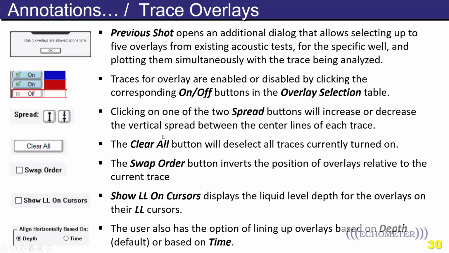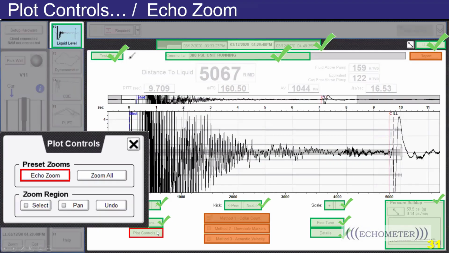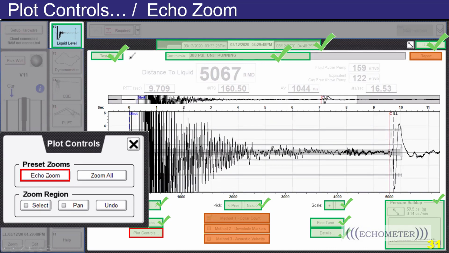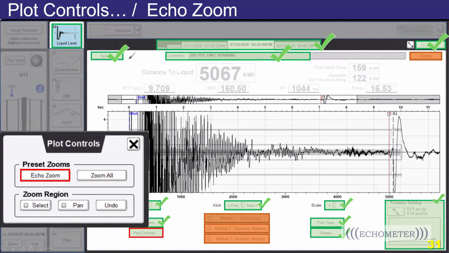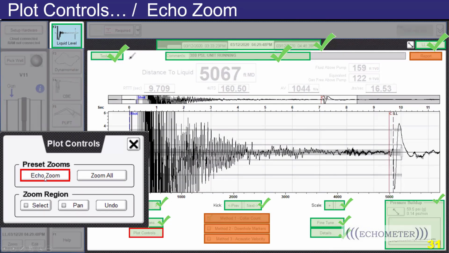And we talked about that. And let's move on now to the plot control. These plot controls will be focused on how to navigate with even more detail in the main plot. And we can have an option for the echo zoom. It will adjust the acoustic trace to a scale where we can see the shot, and no matter what selection we have, it will focus from the shot to the liquid level kick, and it will adjust the scale or the millivolt scale to see the liquid level kick completely.